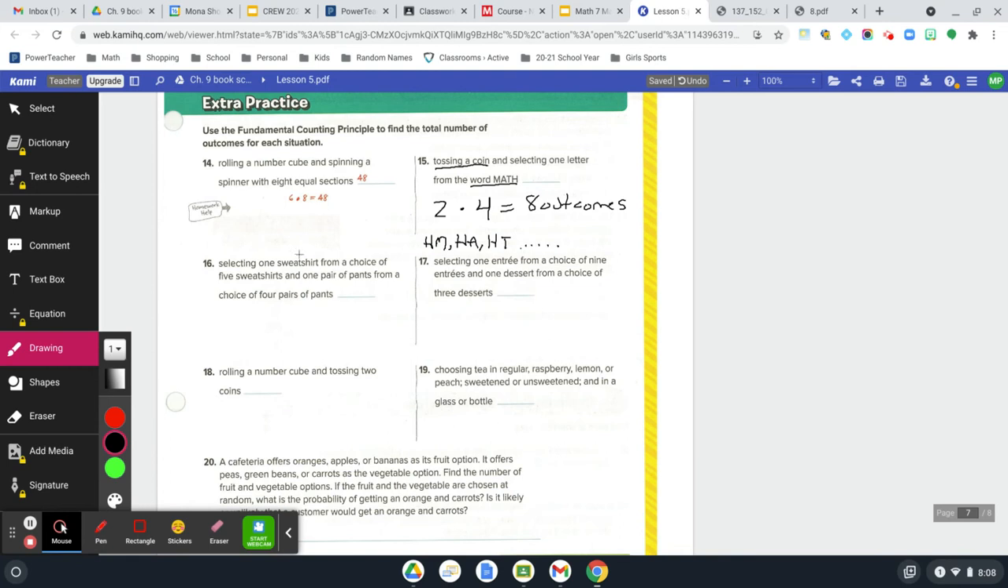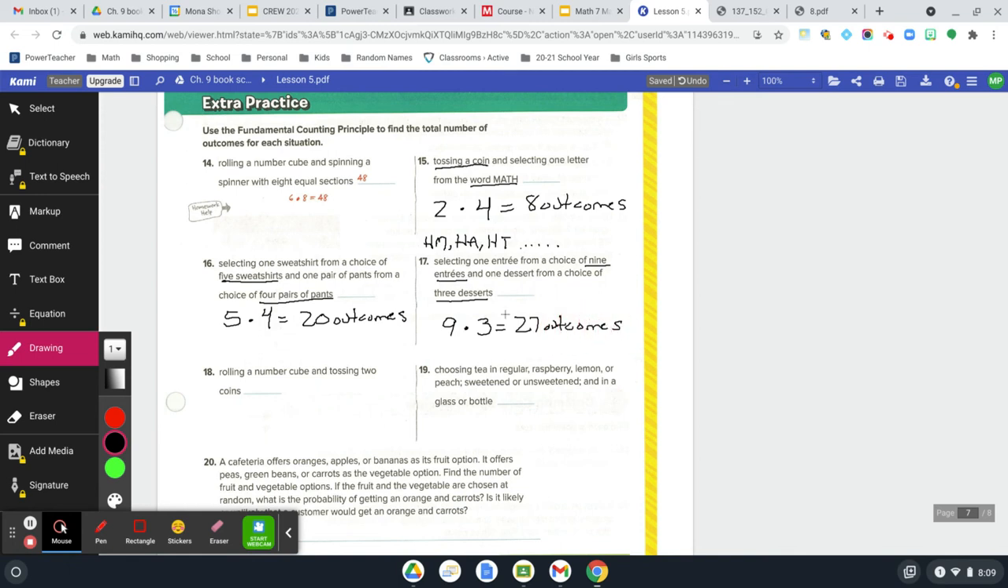Number 16, selecting one sweatshirt from a choice of 5 sweatshirts and one pair of pants from a choice of 4 pairs of pants. So 5 sweatshirts times 4 pants, you have 20 outcomes or 20 choices of a sweatshirt and pant combination. Number 17, selecting one entree from a choice of 9 entrees and one dessert from a choice of 3 desserts. So 9 entrees times 3 would give you 27 outcomes.